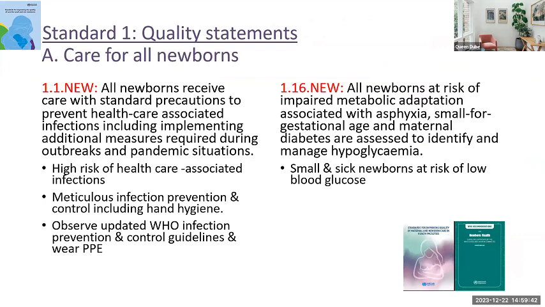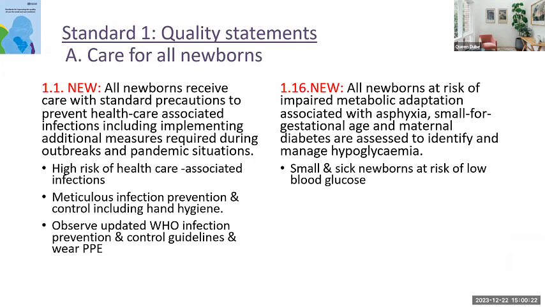So really interesting. So for example, on essential newborn care, one simple quality statement: all newborns receive care with standard precautions to prevent healthcare associated infections, including implementing additional measures required during outbreaks and pandemic situations. So this one really is highlighting the importance of infection prevention and what countries or facilities are supposed to be doing to really make sure that newborns do not end up with a hospital-acquired infection.